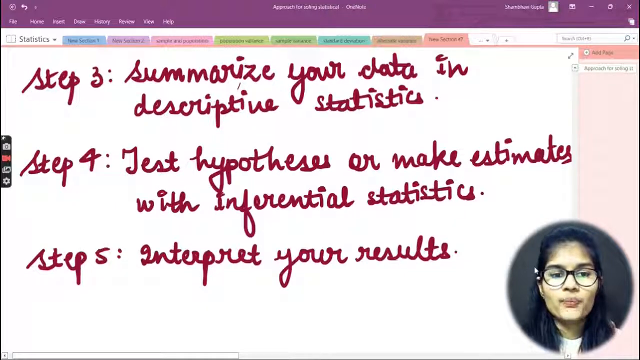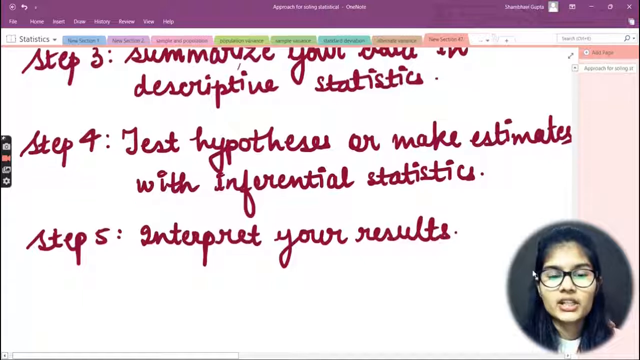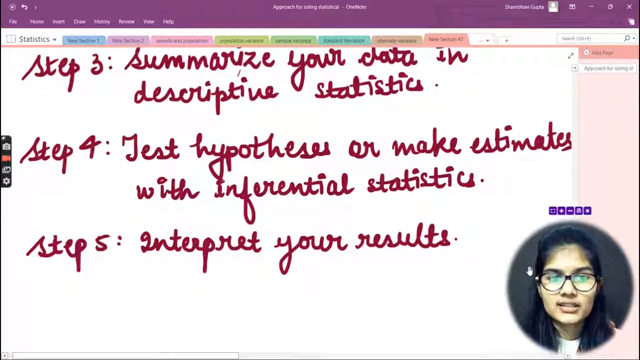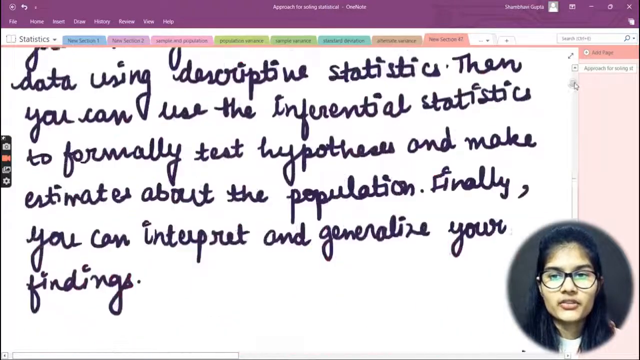Further, in step number 4, you have to test the hypothesis or make estimates with inferential statistics. Now, after summarizing your data with the help of descriptive statistics, you will be testing the hypothesis, or making estimates with inferential statistics. And further, with step number 5, you have to interpret your results, whatever is achieved.